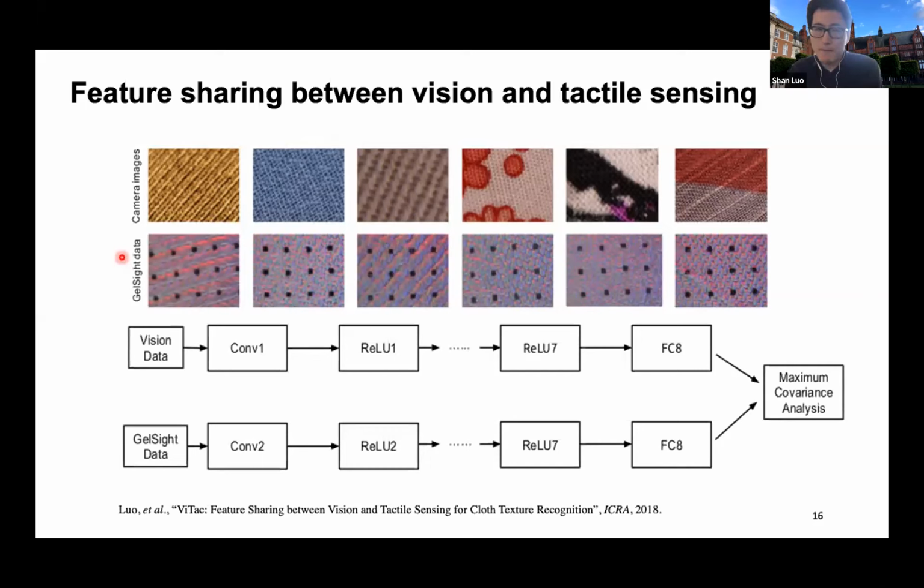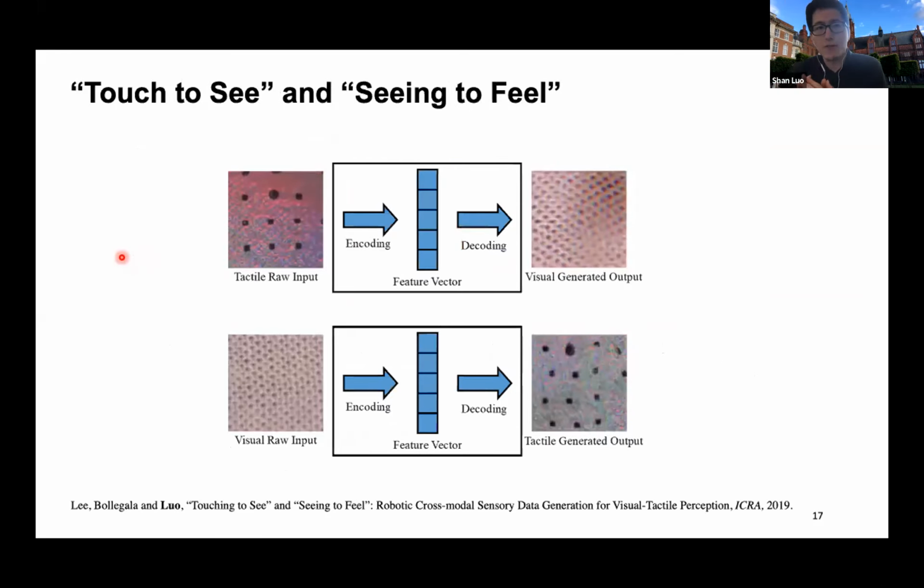And then we can enhance the perception performance of the robot. And also we can have cross-modal perception, like touching to see and seeing to feel. It's quite common in our daily life. We can see one object and observe some features, and we'll feel similar features when we touch it.